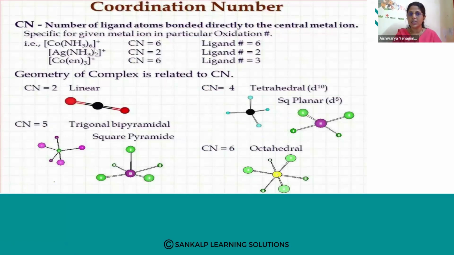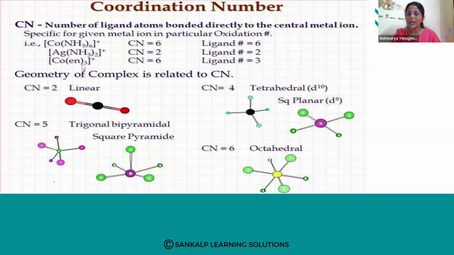So Co(NH3)6. So NH3 is a monodentate ligand. So how many NH3 molecules are attached to the central metal? Cobalt is my central metal atom. So there are 6 NH3 molecules. Therefore, coordination number is 6. Ag(NH3)2. So NH3 is again a monodentate ligand. 2 are attached to silver. So coordination number is 2.